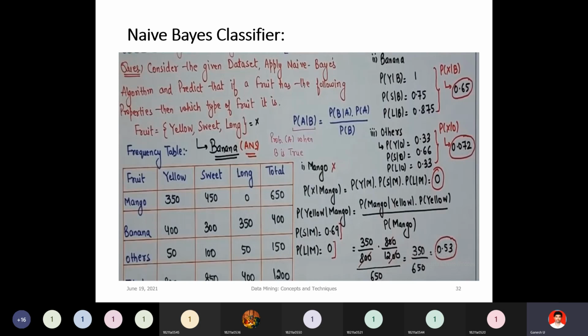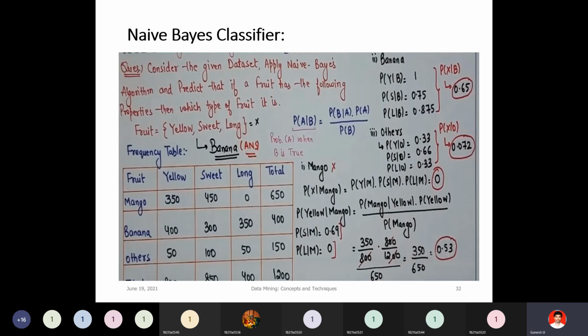Fruit yellow, sweet, long, that is banana. We can easily observe why, because here see yellow, sweet and long, three properties are high. The values are high in banana itself. For long, this is 0, for this 50, which is high, 350. For sweet, 450, 100, this is 300. Next 350, 50, this is 400. Only sweet is high in mango. On average, comparatively banana is high. So automatically the result is banana.